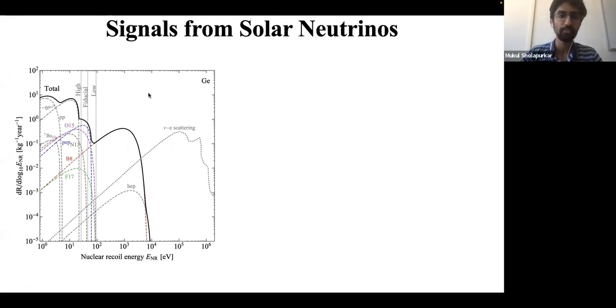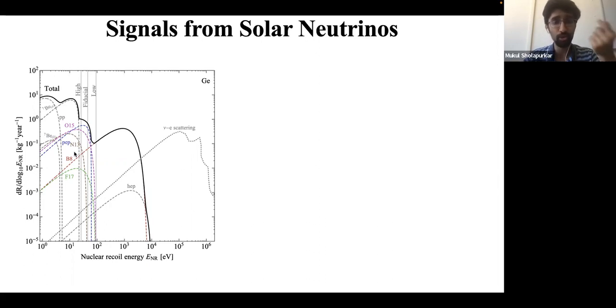So what kind of signals do we have from solar neutrinos in these detectors? Of course we have neutrino electron scattering, but because these solar neutrinos are high in energy, these typically leave very high energy electronic recoils of 10^-1 MeV or MeV scale, as you can see here. So these are not the kind of signals that these experiments are looking for. These experiments are really looking for eV scale signals, single electron recoils, etc.